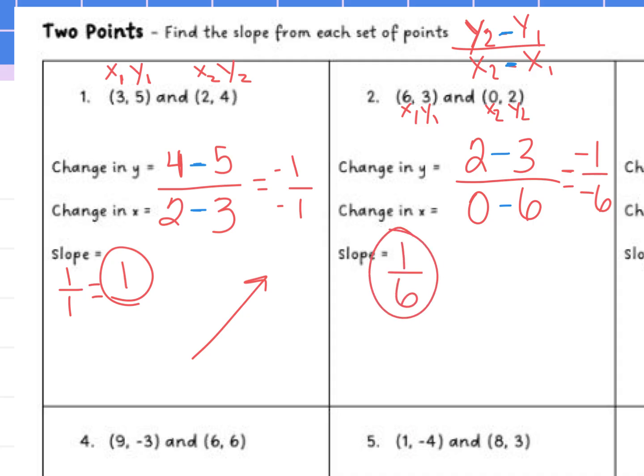It needs to be a positive. Do not write this as a decimal, it is a very ugly decimal. Slope needs to be a fraction. What direction is this line going? Positive. Very nice. Going up.